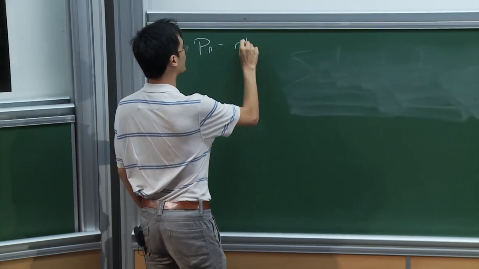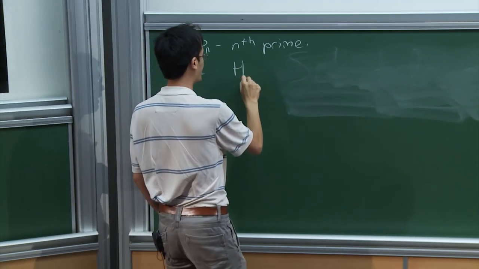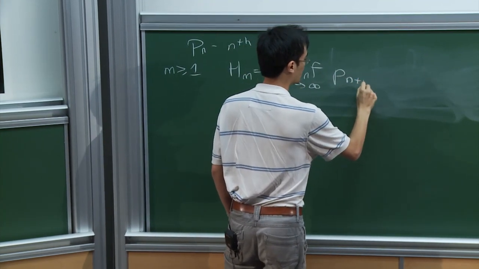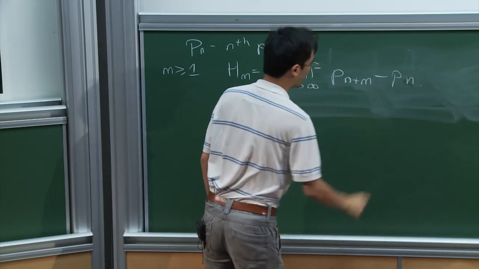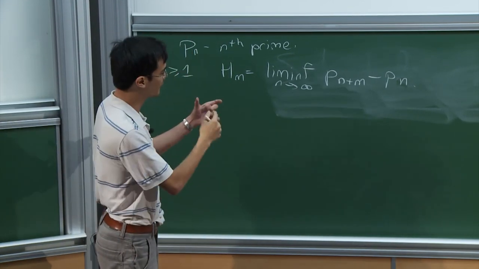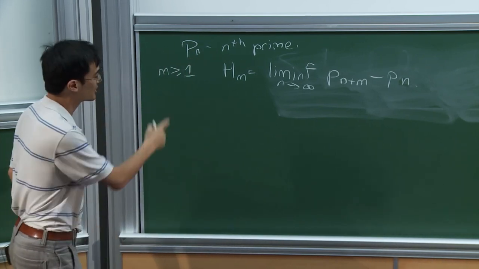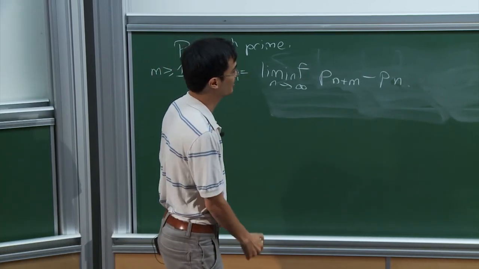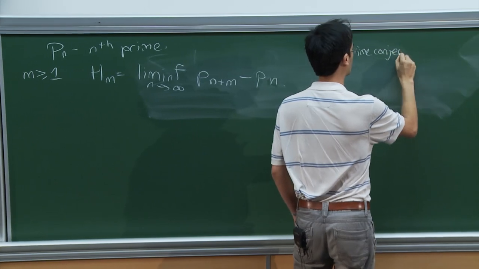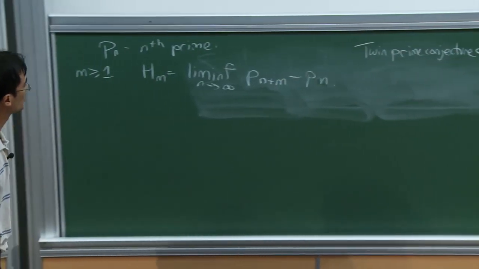Let Pn denote the nth prime, and then for any natural number m, define Hm to be the lim inf of the gap between the nth prime and the (n+m)th prime. So Hm is the smallest interval for which you can squeeze in m plus 1 primes inside such an interval infinitely often. Okay, and so what we care about is what are the values of these numbers. So for example, the twin prime conjecture is just the assertion that H1, the gap between consecutive primes, is equal to 2 infinitely often.